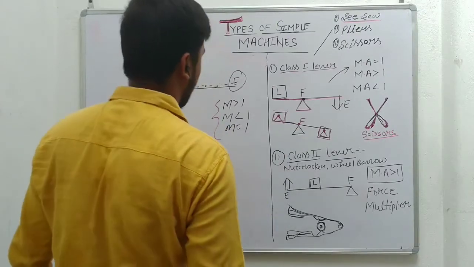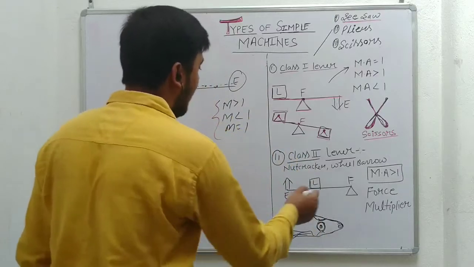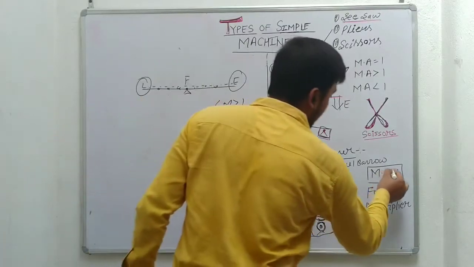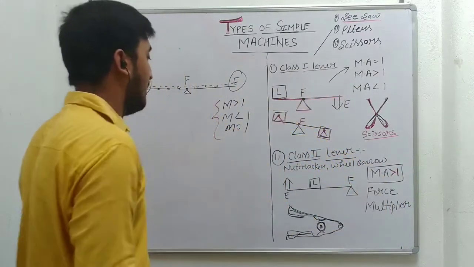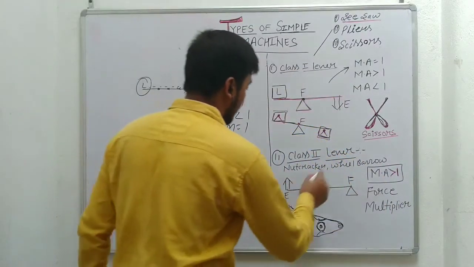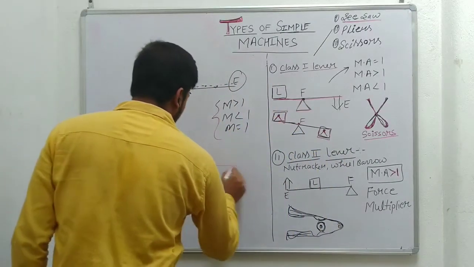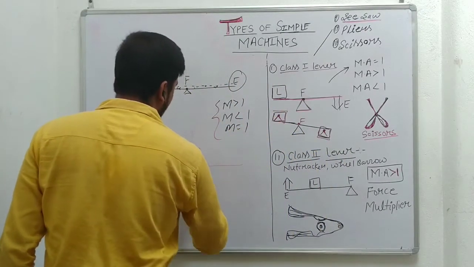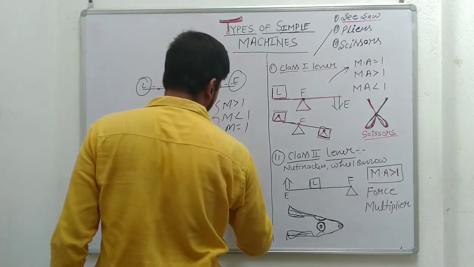Next, class 2 lever. In case of class 2 lever, mechanical advantage will always be greater than 1. Here in class 2 lever, the load will always be in between effort and fulcrum.